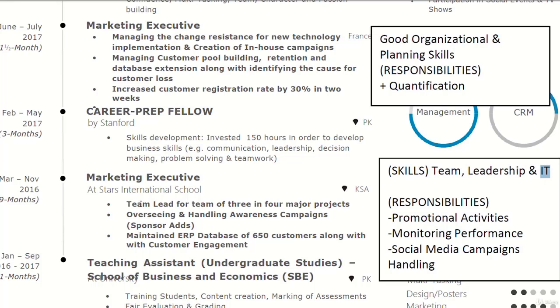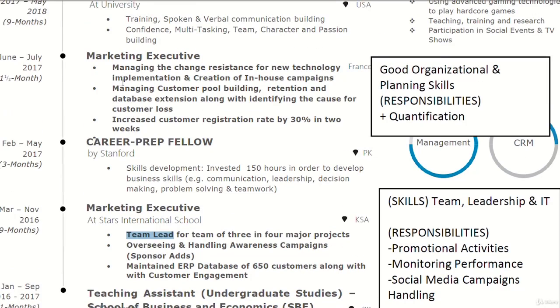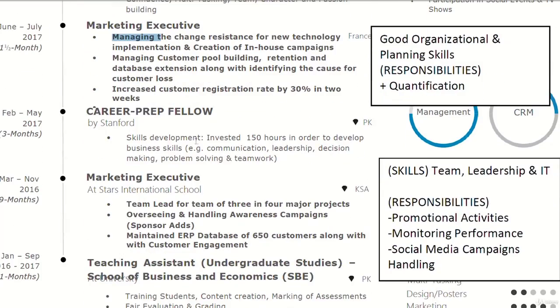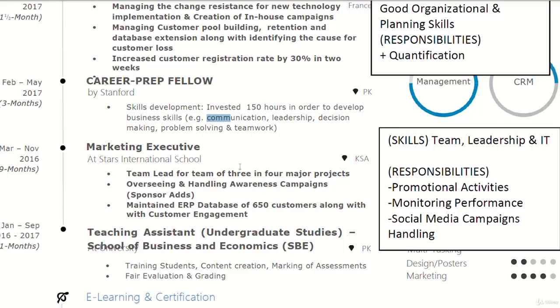So if we look here, I've used the word team lead here. I've used that I had managing the change in the past. Then I also used here that I developed some skill set in terms of communication, leadership, decision making, and problem solving. So all of these action verbs added here in the CV represent those specific skill sets that were actually required in that job description. So once again, the skills are covered here by using those specific action verbs.